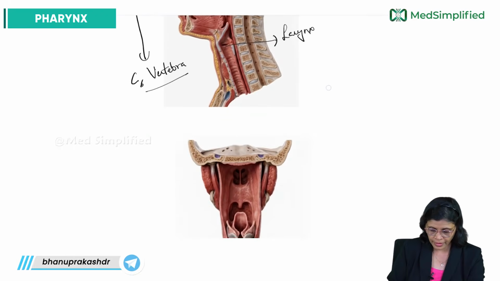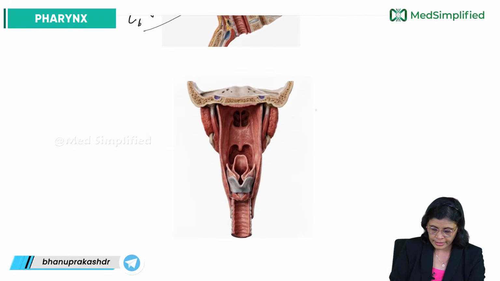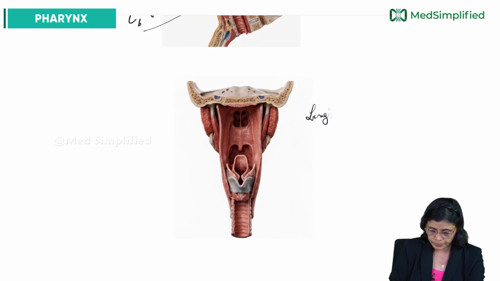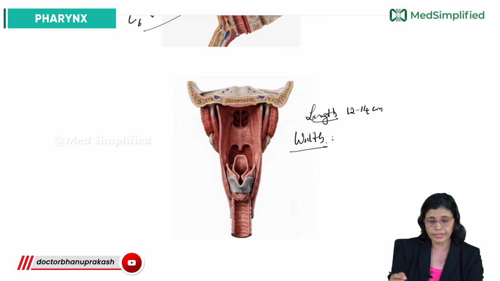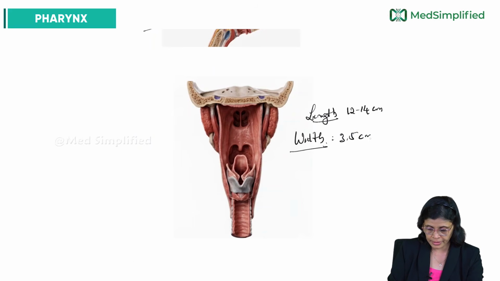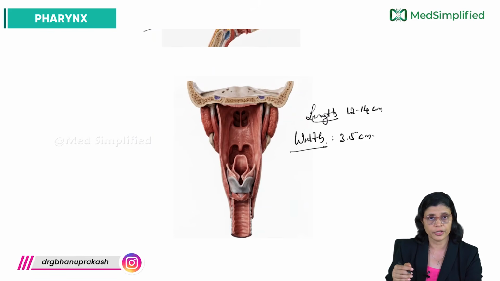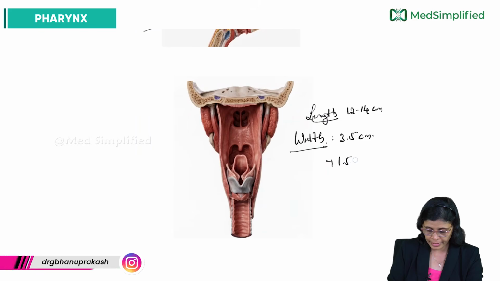The length of the pharynx is about 12 to 14 centimeters. And the maximum width, which we see in the nasopharynx, is more wider, about 3.5 centimeters. And at the pharyngoesophageal junction, where it continues as the esophagus below the C6 level, it is the narrowest part. There the width will be about 1.5 centimeters.